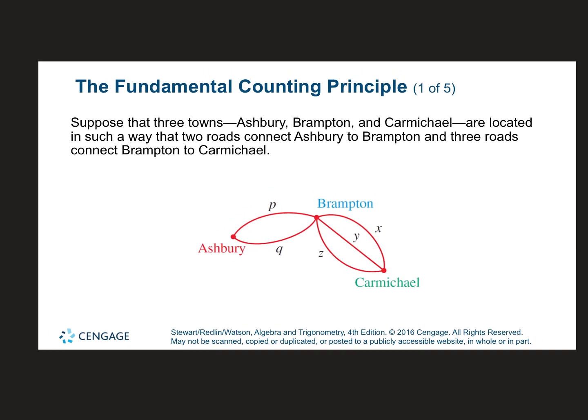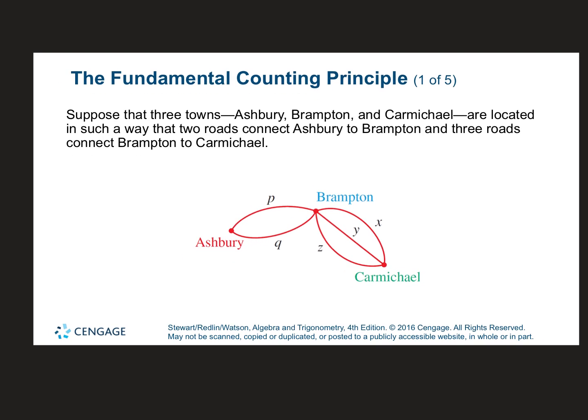So, suppose there's these 3 towns, A, B, and C, right? This is like a word problem. They're located in a way. How many different ways can you get from Ashbury to Brampton and all of these roads that connect? The way that you would figure this out mathematically, right? Yes, you could go, okay, well, I can go this way, and then I can go that way, and then from there I can go this way, or this way, right? That's called finding a sample space. Sometimes it's easy to list out the sample space, sometimes it's not.